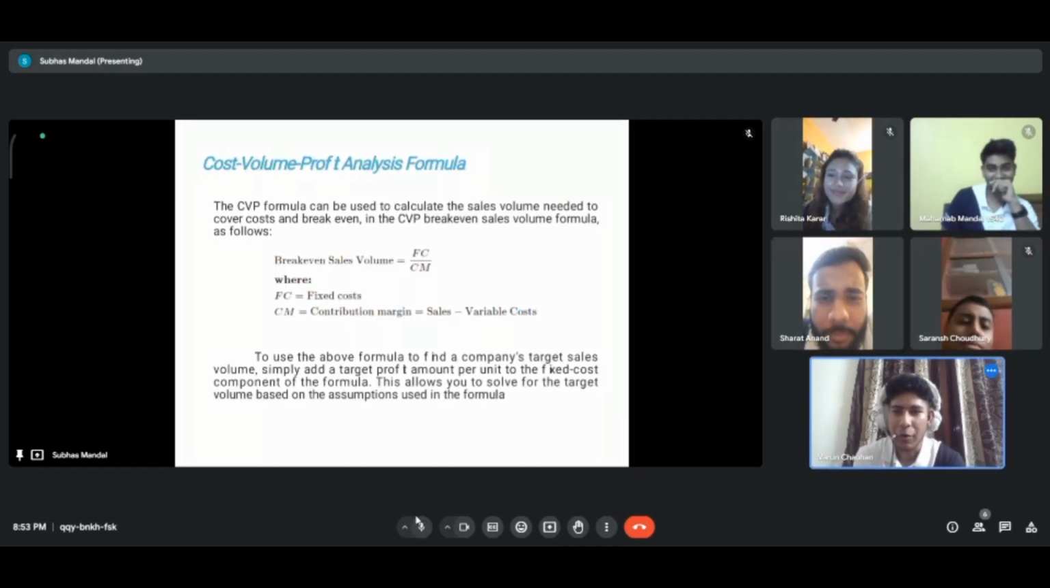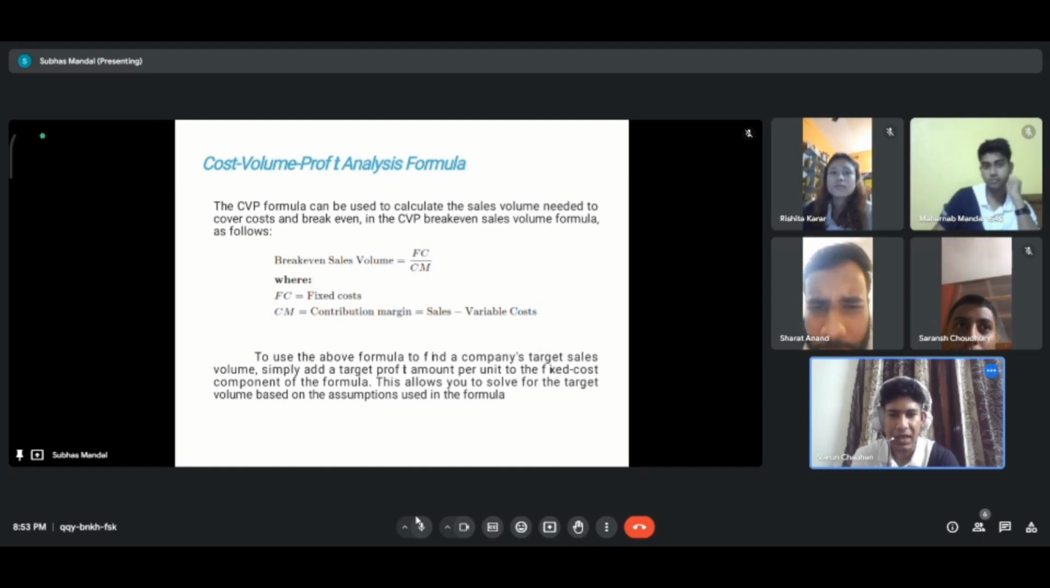Cost volume profit analysis formula. The CVP formula can be used to calculate the sales volume needed to cover cost and break even. The CVP break-even sales volume formula is as follows. Break-even sales volume is equal to FC by CM, where FC is equal to fixed cost, CM is equal to contribution margin, where contribution margin is equal to sales minus variable cost.